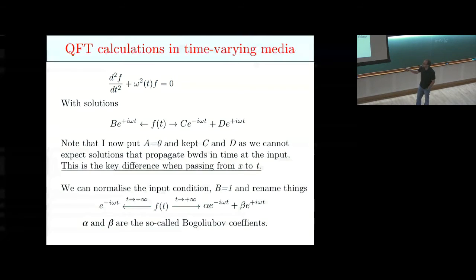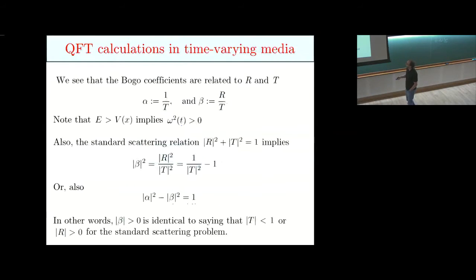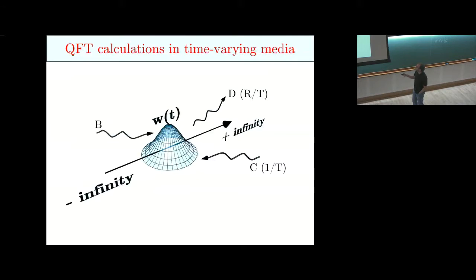Okay? I cannot expect solutions that propagate backwards in time at the input. And it's this breaking in symmetry, if you want, it's the arrow of time that is forcing me to make this choice. And in doing so, it changes it. So I have my input wave. I just rename these coefficients to use alpha and beta. And I'm doing this because these are the famous alpha and beta, so-called Bogoliubov coefficients. And I can derive what they are just by analogy with the previous situation.